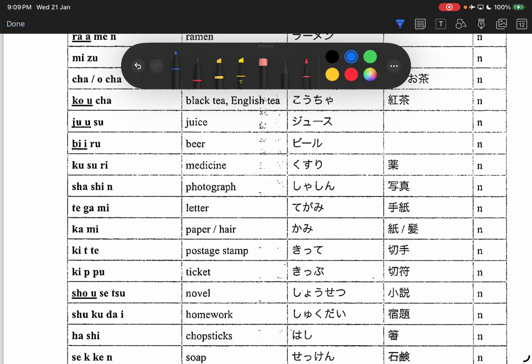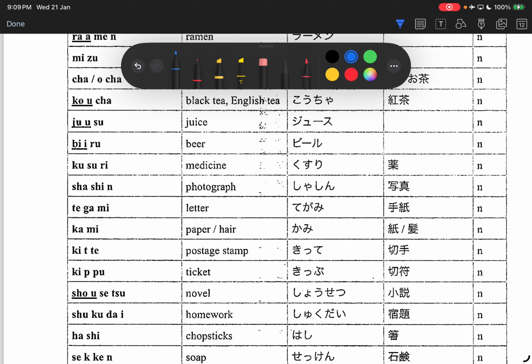Kami. Kami. You can see kami has two meanings, paper and hair. Of course, the pronunciation is totally different. Kami is hair, kami is paper. Kami is also God. There's another meaning, also God, but the intonation is the same as paper, so God and paper are the same. So kami is paper, kami is hair.